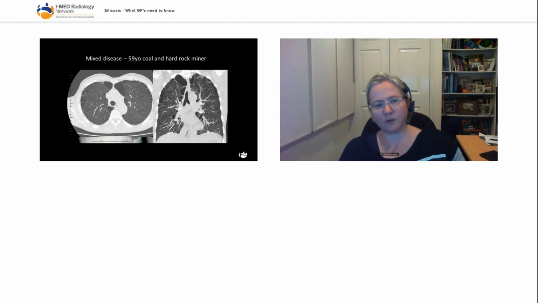Here is an example of a 59-year-old miner who was still working at this point. We can see that he has significant emphysema. They're all the big black holes at the edges of the lungs. He also has significant nodularity throughout the lungs, and he has calcified pleural plaques, particularly well seen there over the diaphragms, to indicate that he has been exposed to asbestos as well. So here is a patient that has a constellation of findings related to his occupational dust exposure.